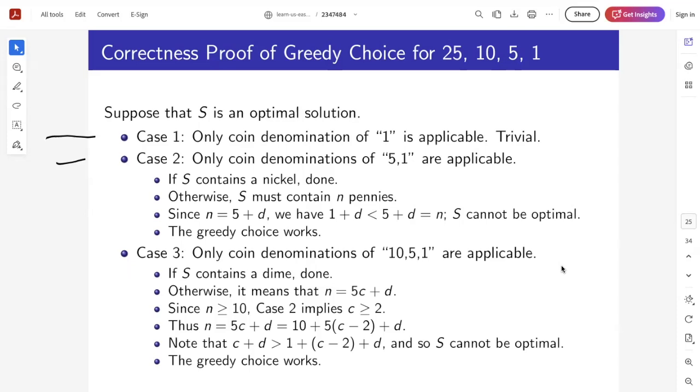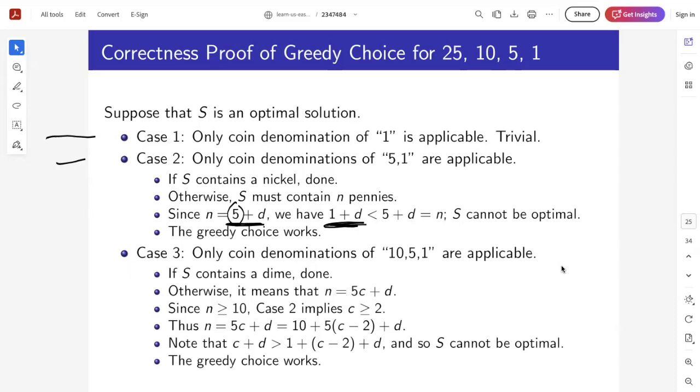The optimal solution is 1 nickel plus the remaining cents if we all use pennies. So n is equal to 5 plus d. So this 5 cents can be replaced by 1 nickel. That means that obviously I should use this, because 1 plus d is less than 5 plus d. So you must use a nickel in order to have the smallest number of coins, and there isn't any other way.